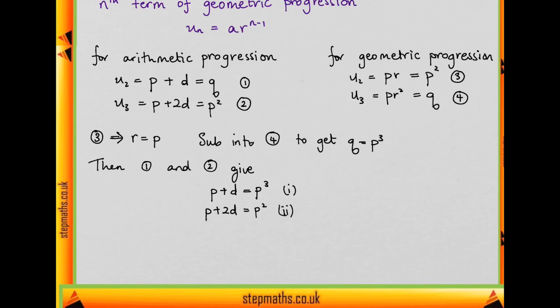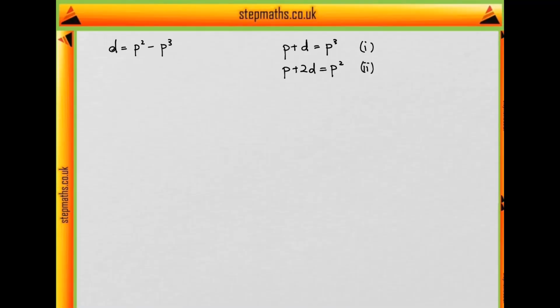So now if we do II minus I, we're going to get that d is equal to p squared minus p cubed. So now we know what d is in terms of p, we can sub back into one of these to find out what p is. So let's say I sub into I.